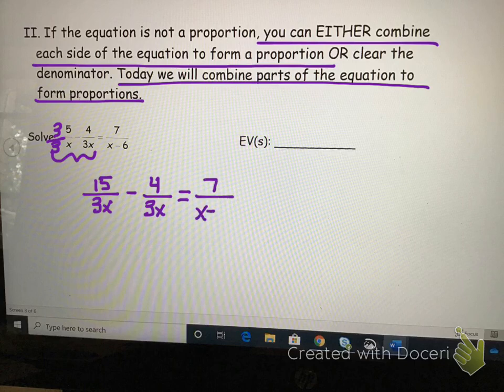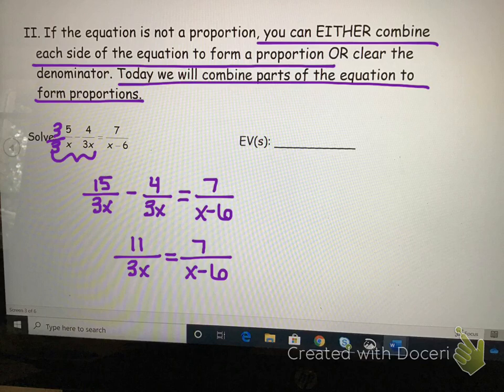And so what that means is I can now combine the 2 fractions on the left side of my equation. 15 minus 4 is just 11. So I now have 11 over 3x on the left side, and I have 7 over x minus 6 on the right side. Okay? As we work through solving this, you need to keep in mind that this equation has excluded values. We have 2 numbers that will not work in this equation if they happen to end up being a solution of this equation.